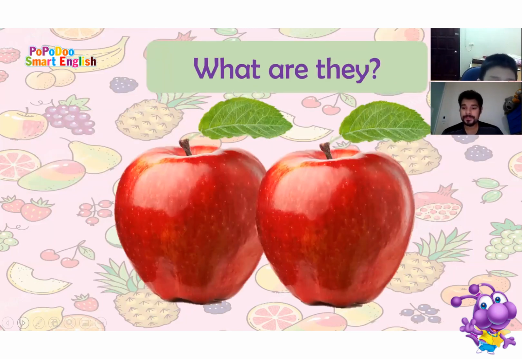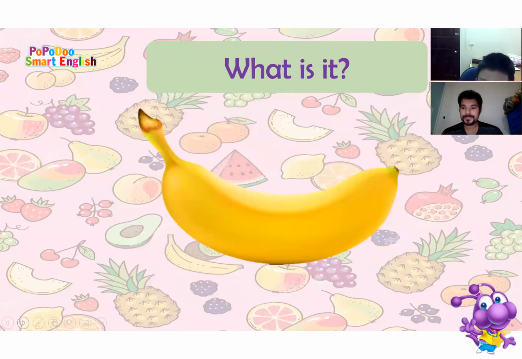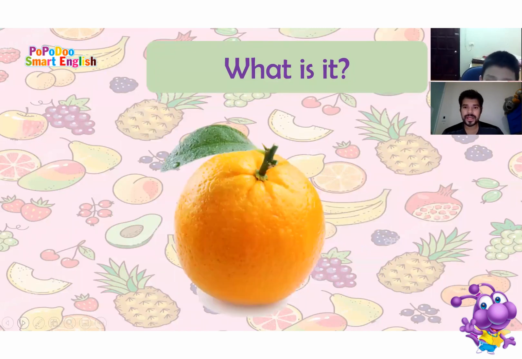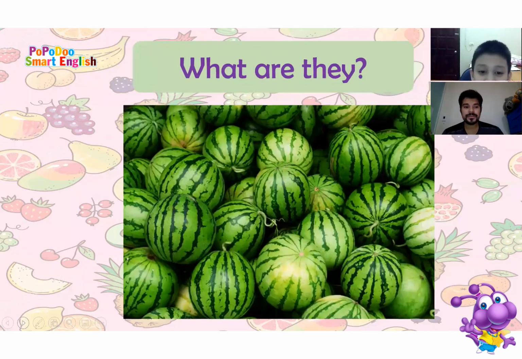Okay, what are they? What are they, David? Two apples. Okay, two apples. All right. And what is this? What is this, David? It's a banana. Okay, it's a banana. All right. And this one? What is this one? It's an orange. Okay, orange.